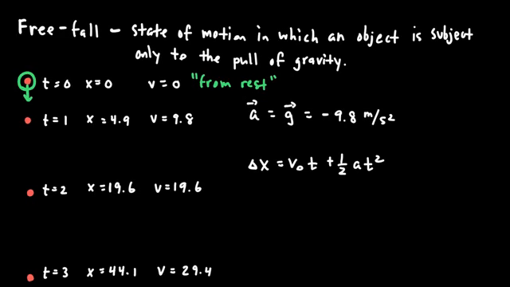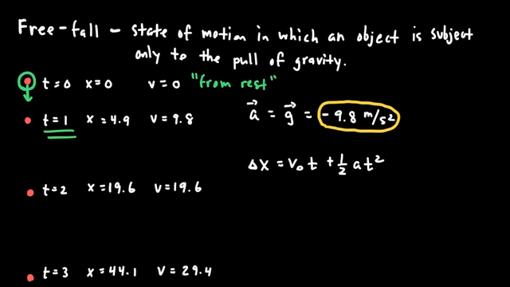If I check back 1 second later at t equals 1, the object will have traveled 4.9 meters and its speed will be 9.8 meters per second. The reason why I know that is because at t equals 1 second, the speed must be 9.8 meters per second because the acceleration due to gravity on Earth, which is represented by a lowercase letter g, is negative 9.8 meters per second squared.